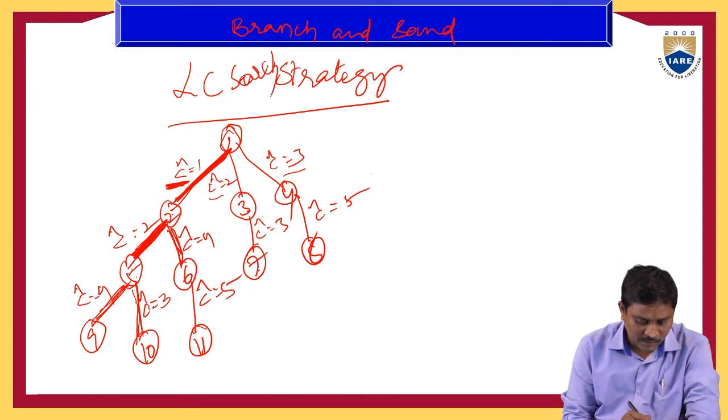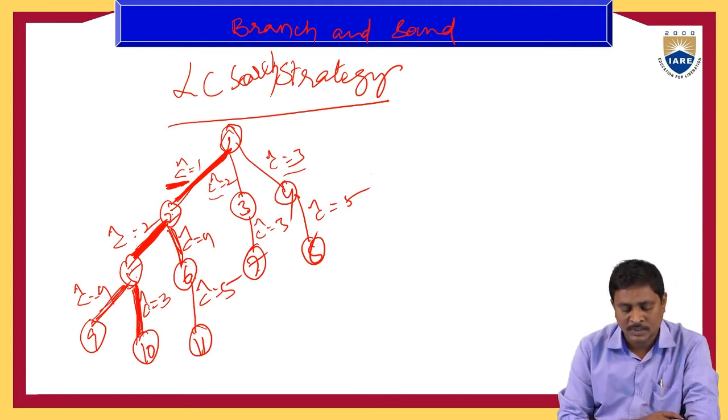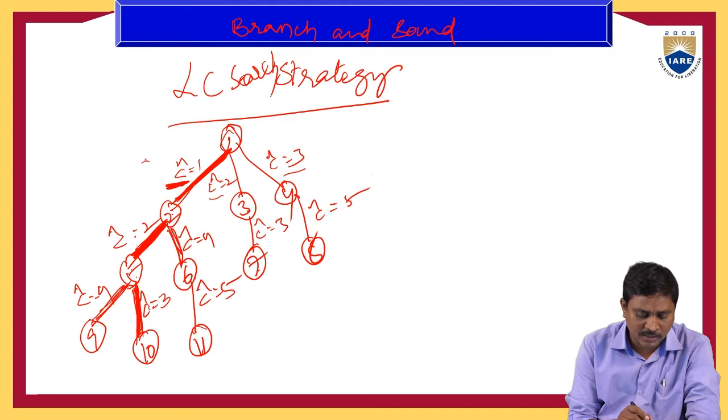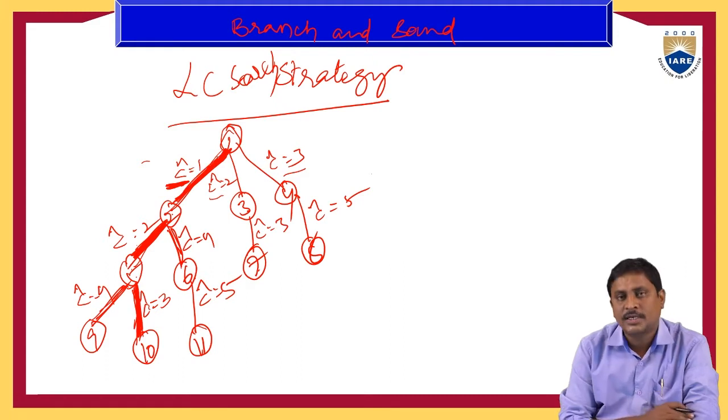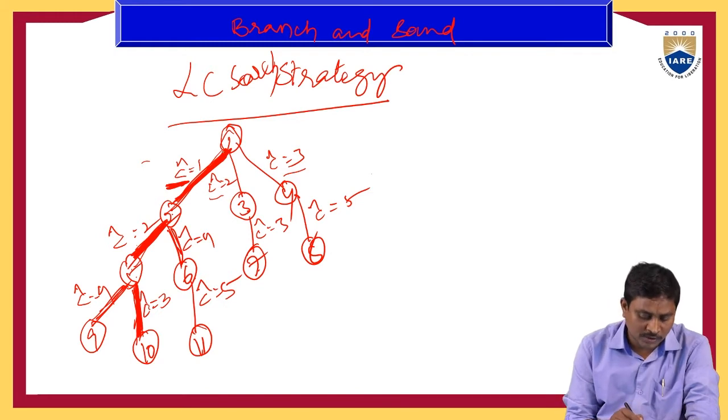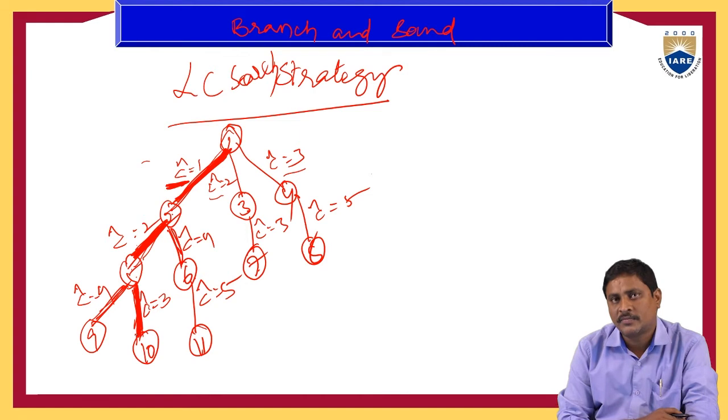Now here we see that this cost function value is 3. That means among these, this is the least cost path value. So this is the optimum solution. This is the best solution with respect to the given problem. So this is the optimal solution. This is the optimal path for the given problem. So this one we find by using this least cost search strategy.